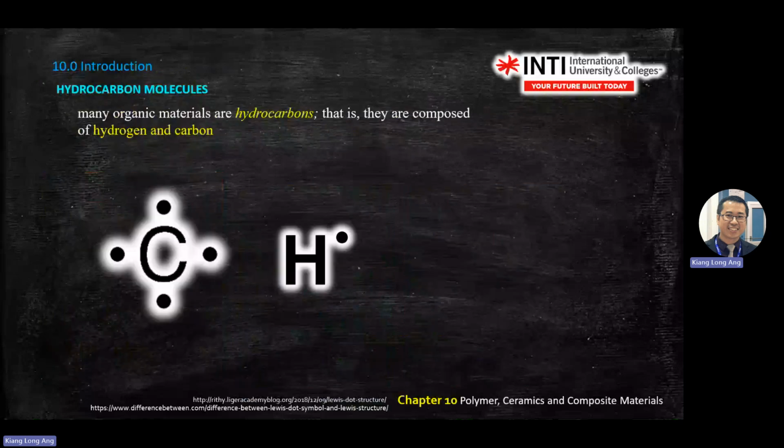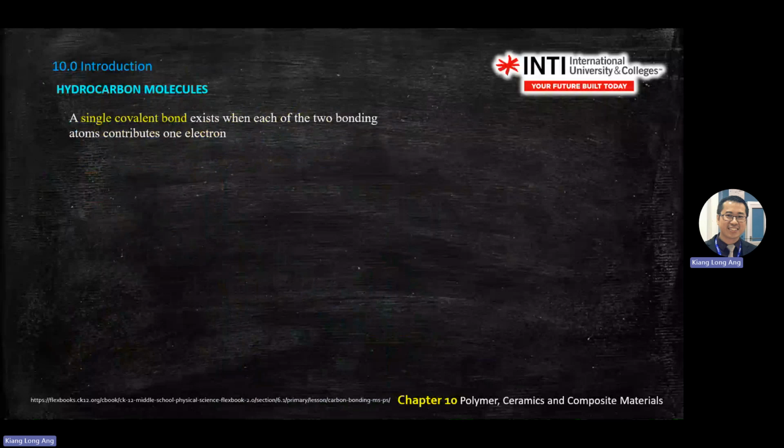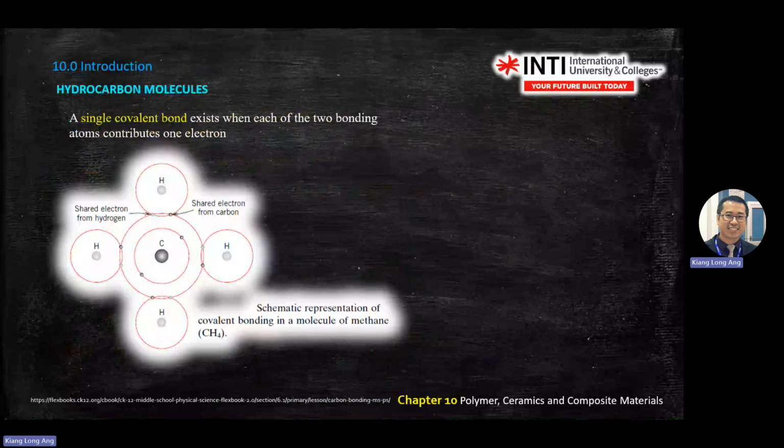Hydrocarbon, the name itself, it consists of C and H, right? And the bonding is covalent. C and H, the bonding is covalent bonding. So this is when you draw the Bohr's models. C will be at the center, and 4 hydrogen atoms combined with the carbon to form covalent bonding.